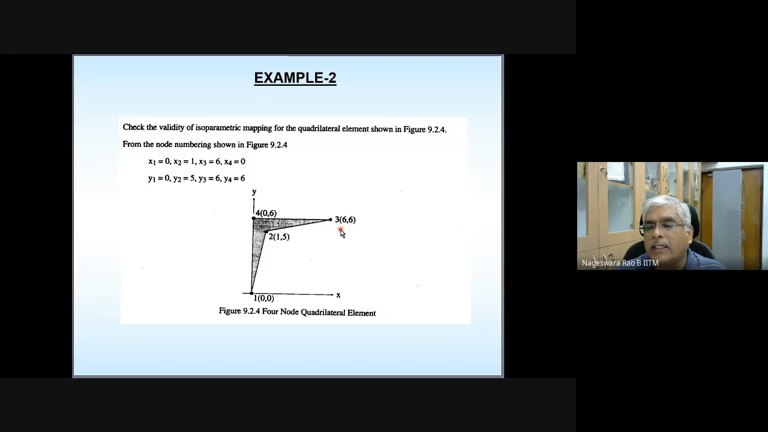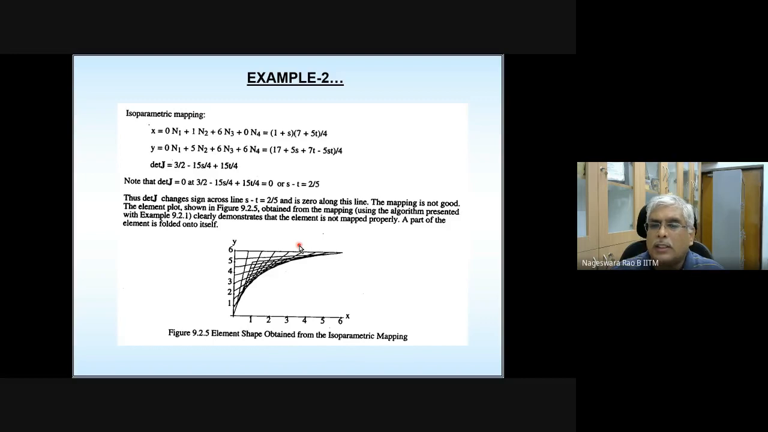So now let's see. The first thing is how the nodes are numbered. They are numbered in the counterclockwise direction, 1, 2, 3, 4. So you write the isoparametric equation x is equal to N1x1 plus N2x2 plus N3x3 plus N4x4. Similarly, write the isoparametric equation for y and plot x as a function of s and t, y as a function of s and t, with s going from -1 to 1, t going from -1 to 1. You plot it. This is how this plot is going to look.